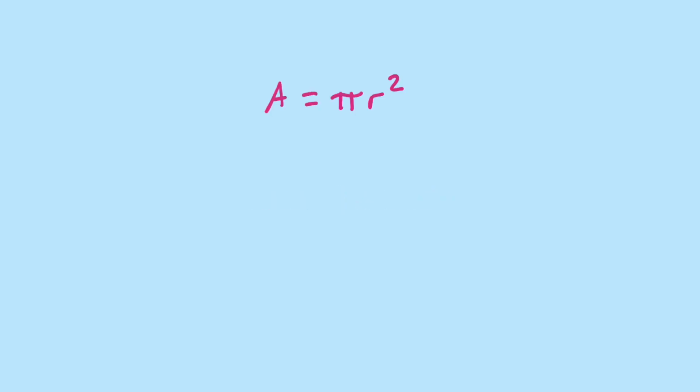Area of a circle. In this clip, we are going to look at further examples. To recap, the area of a circle is pi r squared.